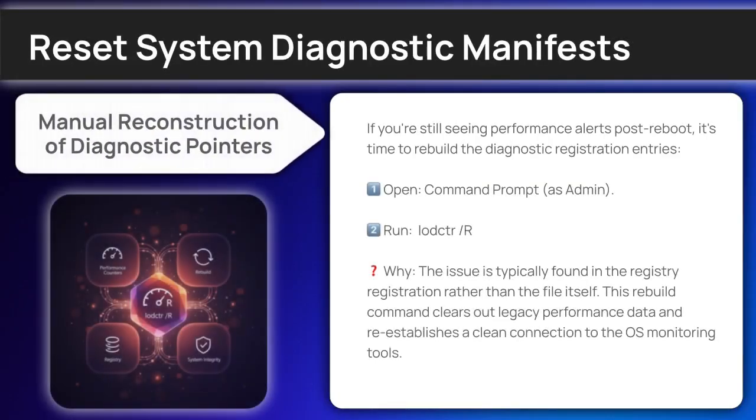Rebooting was just the start. Now, let's apply the core fix in this third step. Feel free to pause the video if you need a second to navigate. If you're still seeing performance alerts post-reboot, it's time to rebuild the diagnostic registration entries. First, open Command Prompt as admin. Second, you're going to type lodctr /r, then hit Enter. Why are we doing this? Well, the issue is typically found in the registry registration rather than the file itself. This rebuild command clears out legacy performance data and reestablishes a clean connection to the OS monitoring tools.